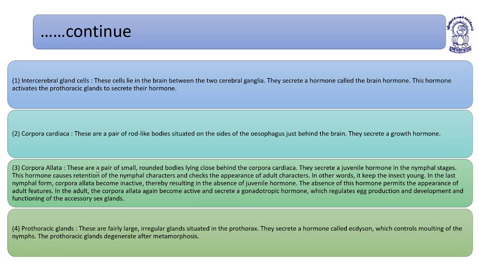Prothoracic glands are fairly large, irregular glands within the prothorax. They secrete a hormone called ecdysone, which controls the molting of the nymphs. The prothoracic glands secrete it for metamorphosis.